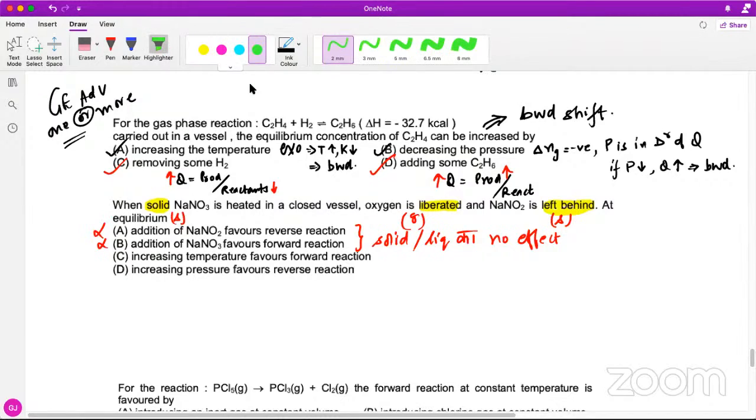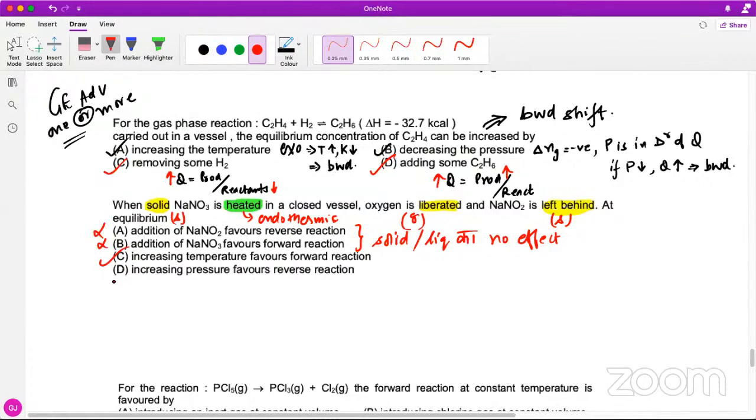Okay. Then the other hint that is coming from the question is that this is heated. It is heated, which means it is endothermic. So that will help you answer the third option. Increasing temperature favors the forward reaction. So that is correct because here the reaction is given as endothermic.